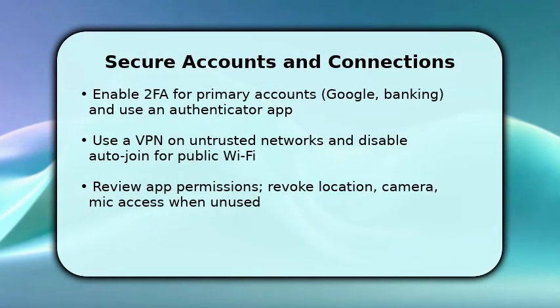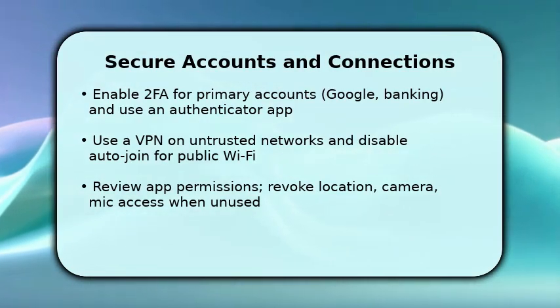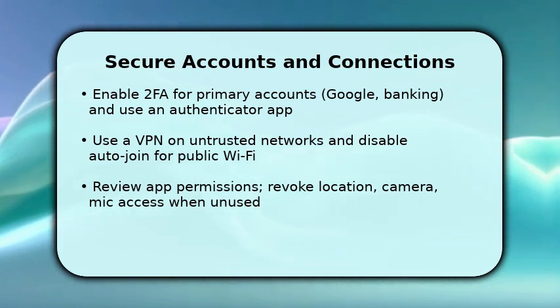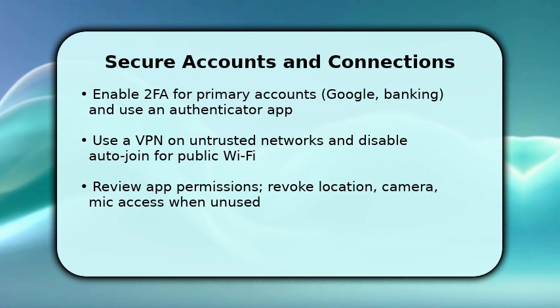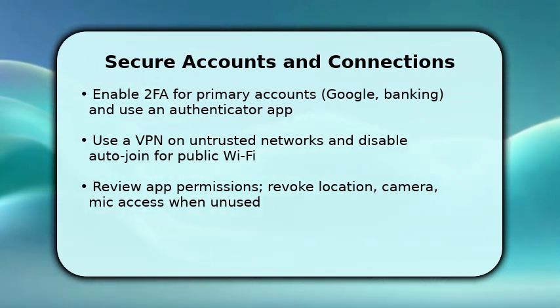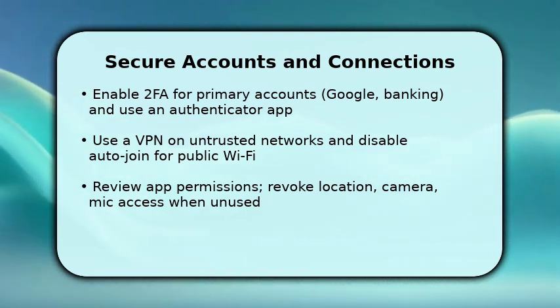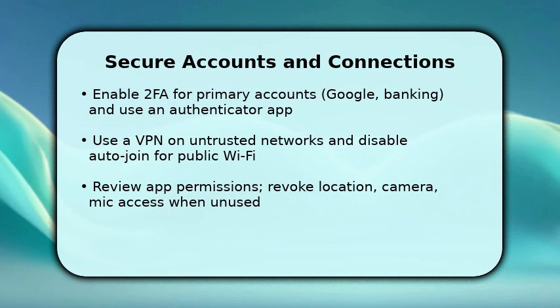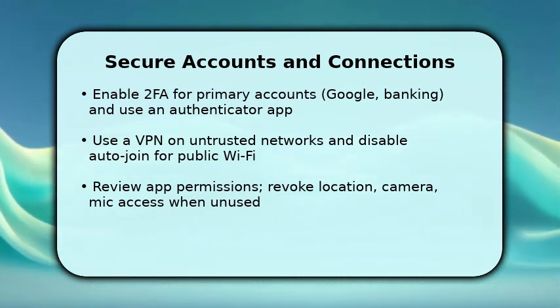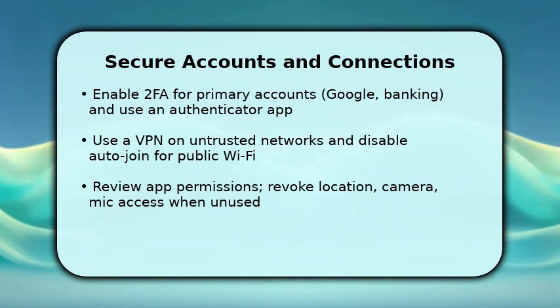Now lock down access and communication. Enable two-factor authentication on your Google and financial accounts. Use an authenticator app rather than SMS when possible because it's stronger. Next, route traffic through a trusted VPN on public Wi-Fi and turn off auto-join for unknown networks so you don't connect blindly. Then audit app permissions regularly and revoke camera, microphone, and location access for apps that don't need them. Doing so limits what a compromised app can exfiltrate or observe.